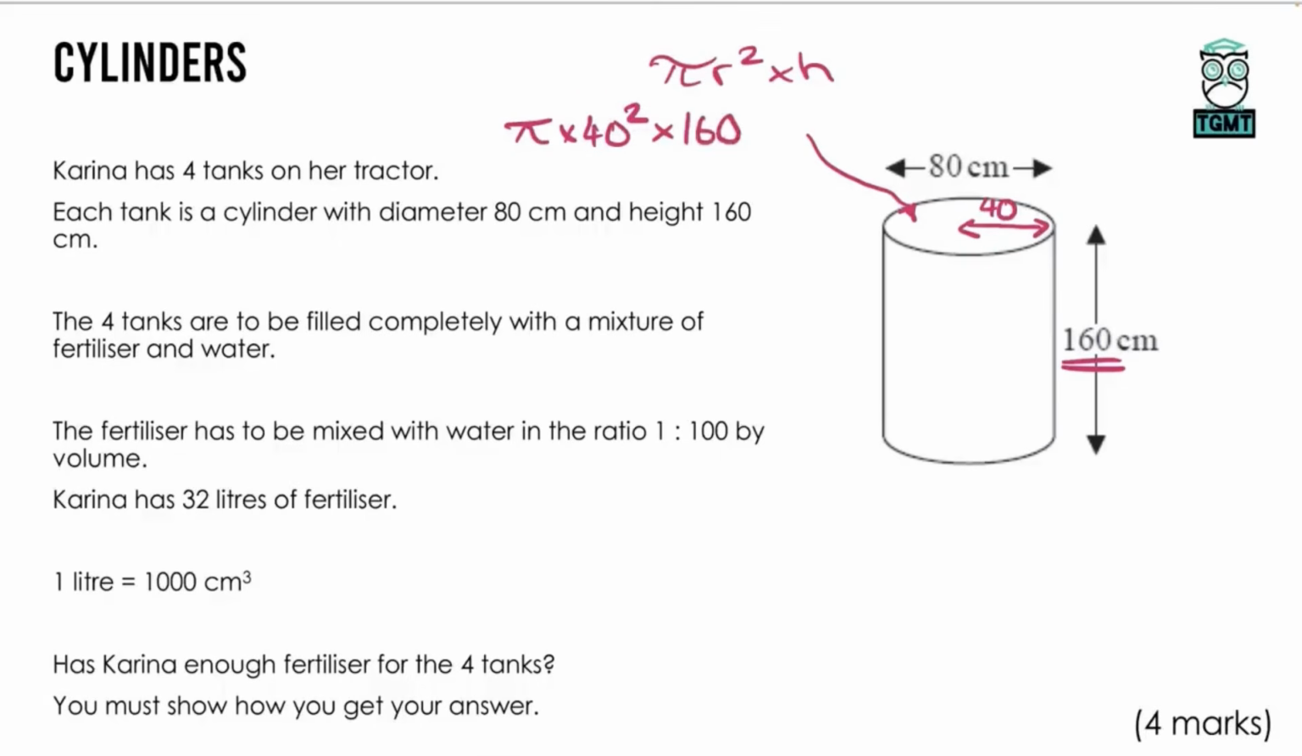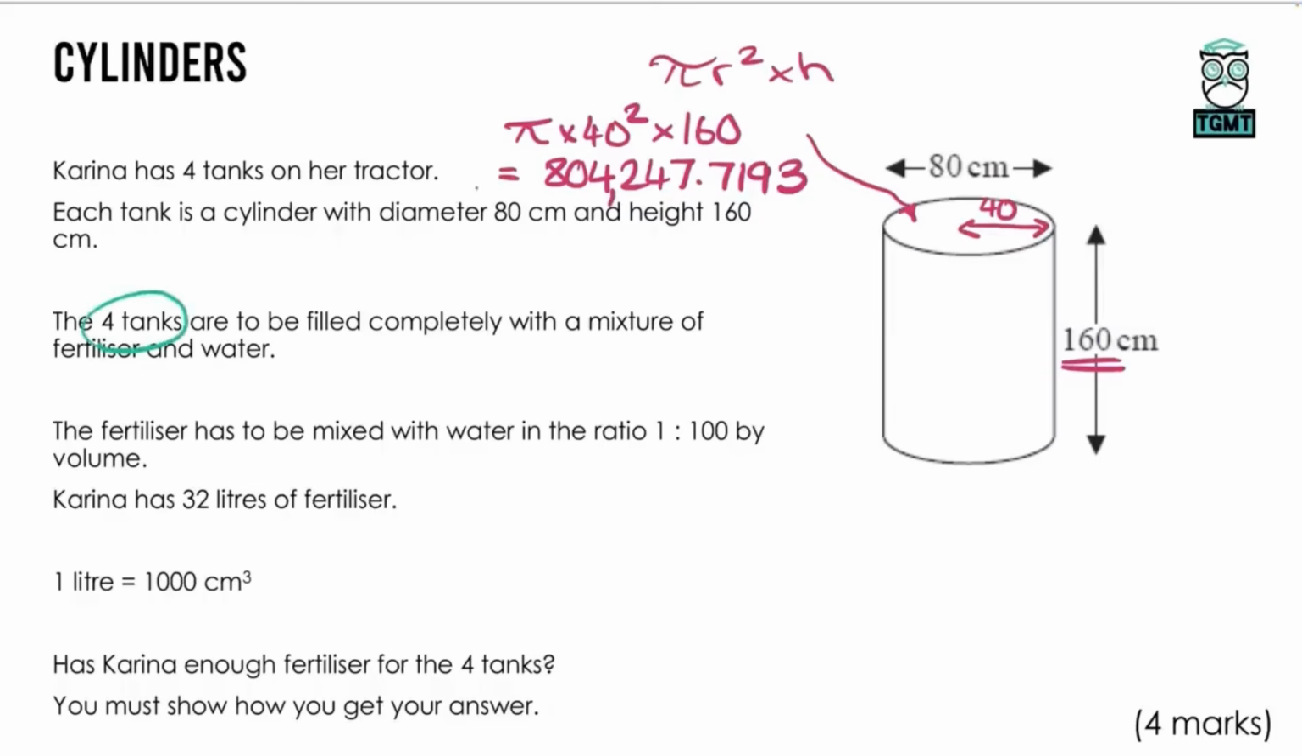And let's just write that down then. So pi times 40 squared times 160, and that gives us a very large volume here, but we get 804,247.7193. And there we go, that is the volume of one tank, 804,247.7193 centimetres cubed. Now it says here that we are going to have 4 tanks.